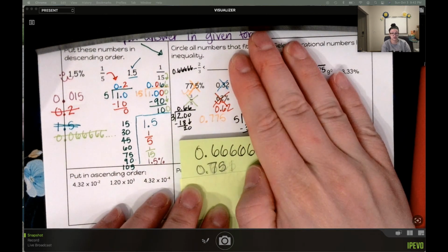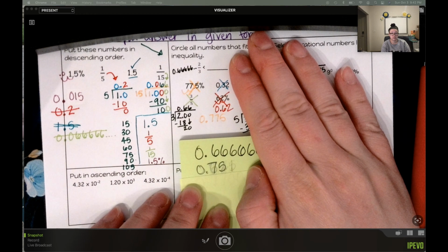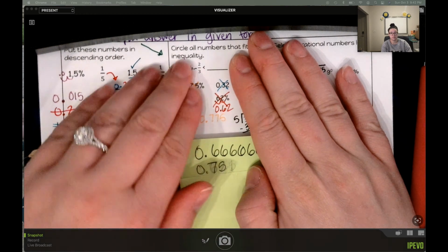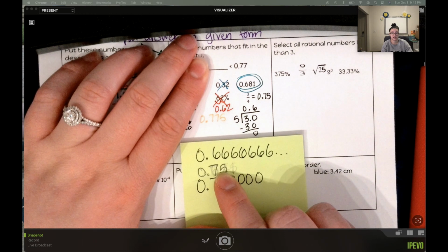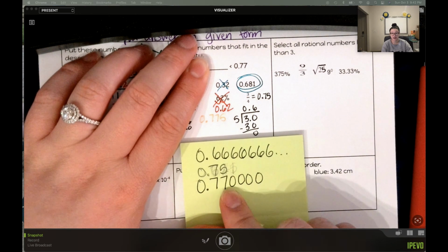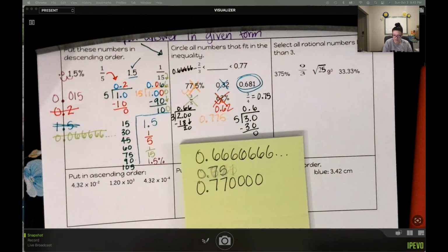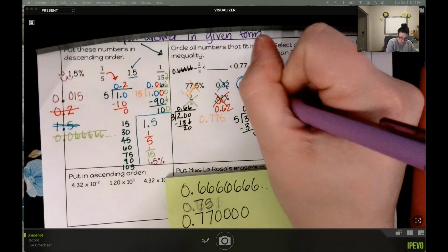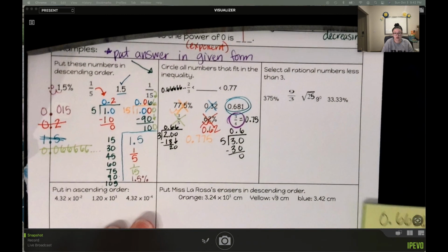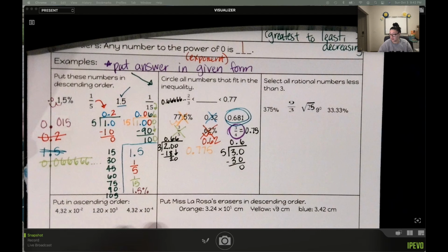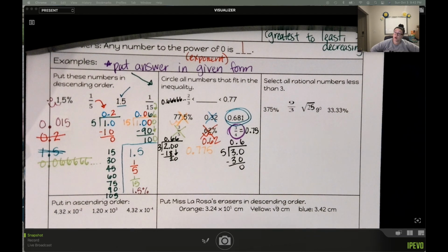Is it greater than 2/3? Is it greater than 0.6 repeating? Is it also less than 0.77? Yeah, it's smaller. So that means that 0.75 works too. 3/4 is also okay. If you need to pause the video to go back, catch up, or write anything down that you didn't get, please do that now.